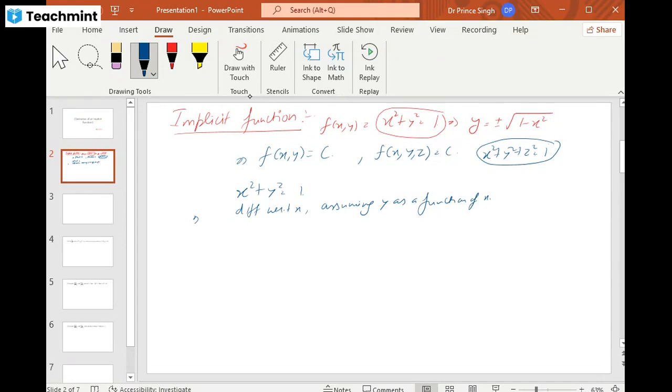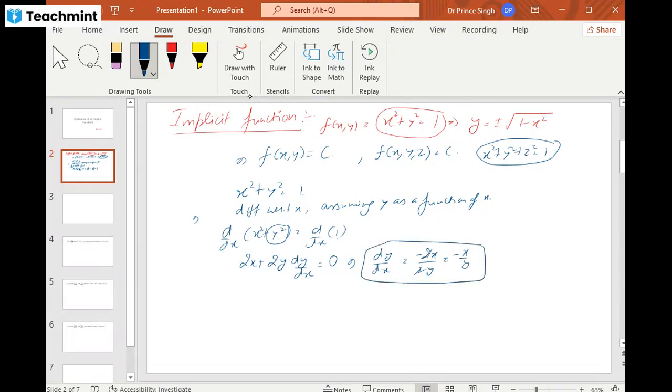If I differentiate the entire expression with respect to x, the derivative of x square is 2x. For y square, we assume it as a composition of functions, so the derivative of y square is 2y, and then the derivative of y is dy upon dx. On this side, the derivative of the constant is 0. So we get the value of dy upon dx as minus 2x upon 2y, which comes out to be minus x upon y. This is the way we adopted especially in class 12 problems, where we use the concept of derivative of an implicit function.